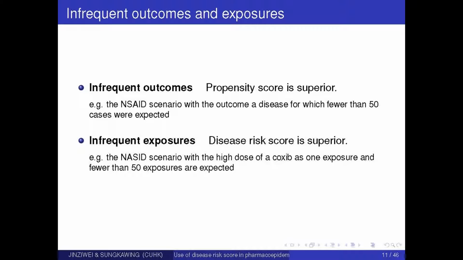For example, consider the NSAID scenario, but with the outcome a disease for which fewer than 50 cases were expected. Then the model necessary to calculate the disease risk score could not be fit, whereas that for propensity scores could. However, in reverse circumstances, assume one of the NSAID exposures is high dose of a COX-2 inhibitor, and fewer than 50 exposures are expected within the cohort. Then, even if the outcome probability was relatively high, for example 0.1, propensity scores could not be calculated, whereas disease risk scores could.